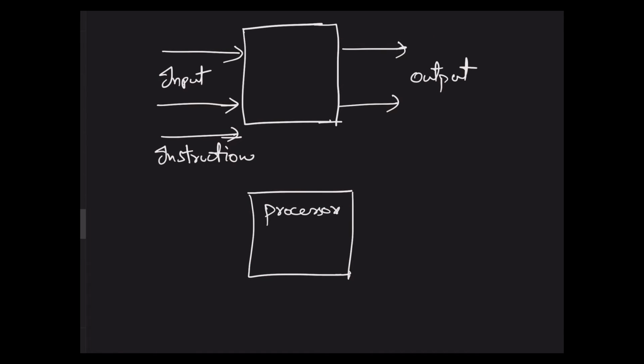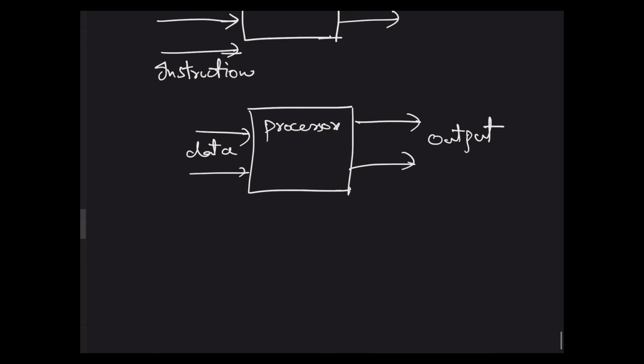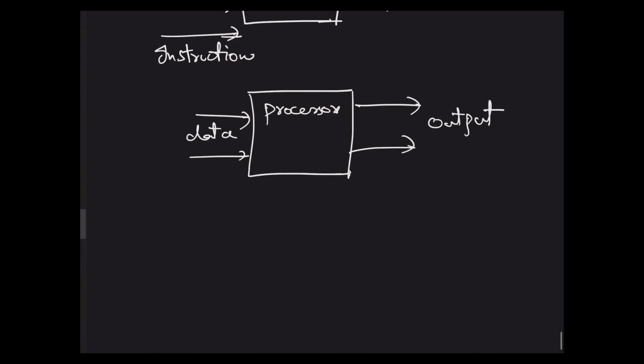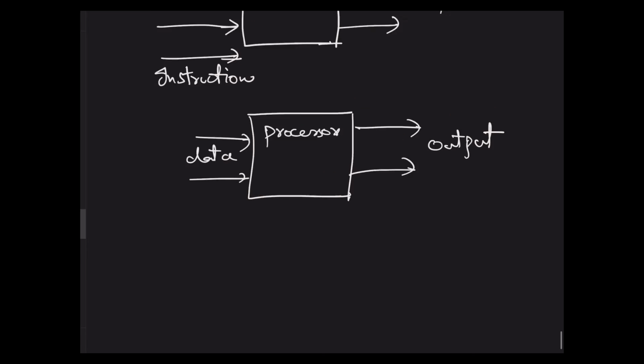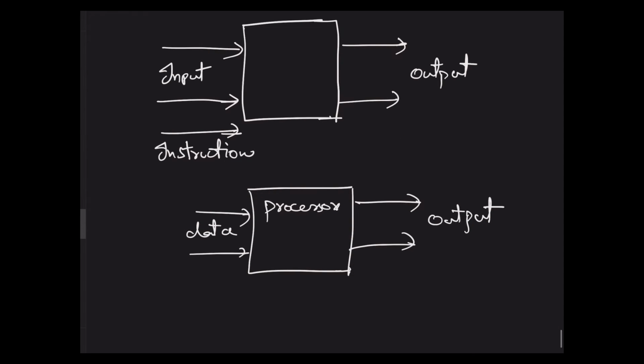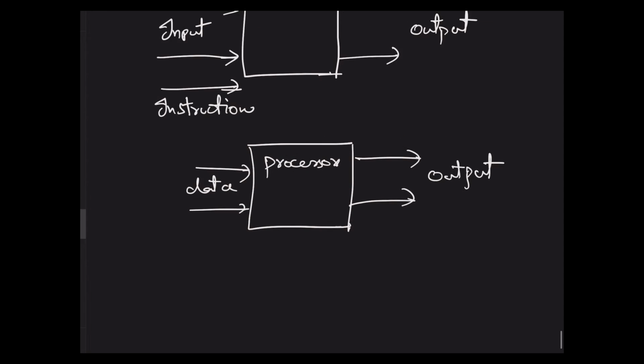The job of the processor is to take the data, process it, and give some output. So this is our processor here. So what are we inputting? We are inputting some data and we are inputting some instructions. If we go back to our analogy of the human brain, the data we need and the instructions which we need to process the data are already stored in the human brain.